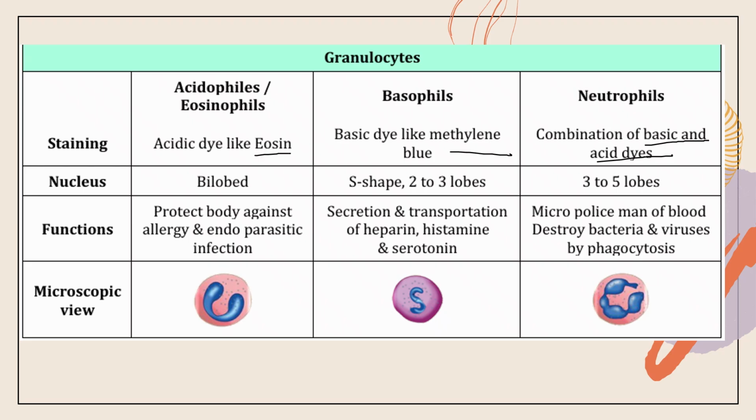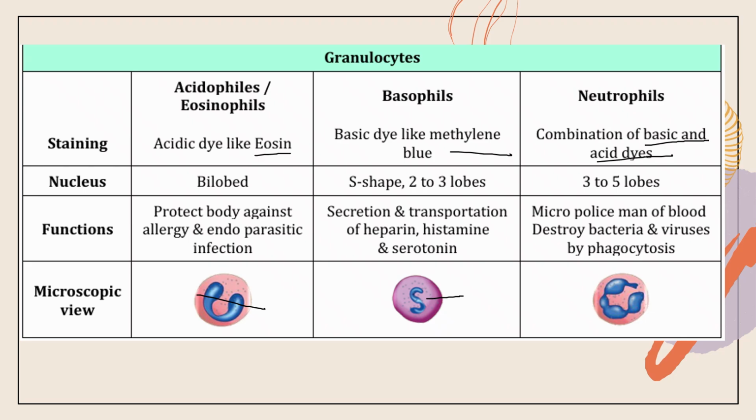Let's talk about the nucleus. So acidophils contain bilobed nucleus. As you can see in the diagram, there are two lobes, so bilobed nucleus. Basophils contain S-shaped or 2 to 3 lobe nucleus. Here you can see that it is the S-shaped nucleus. On the other hand, neutrophils contain 3 to 5 lobed nucleus. Here you can see 3 to 5 lobed nucleus.